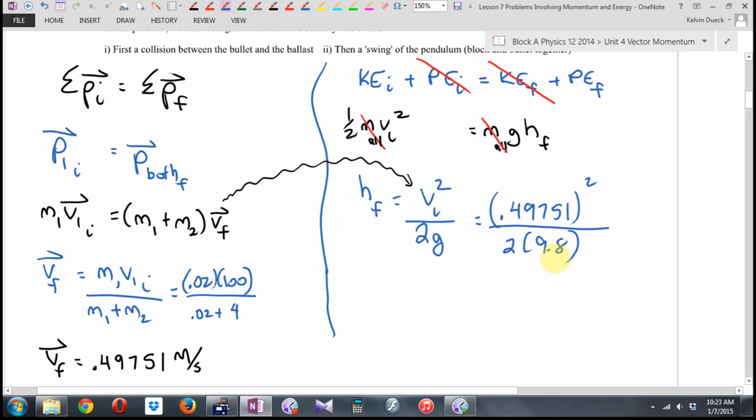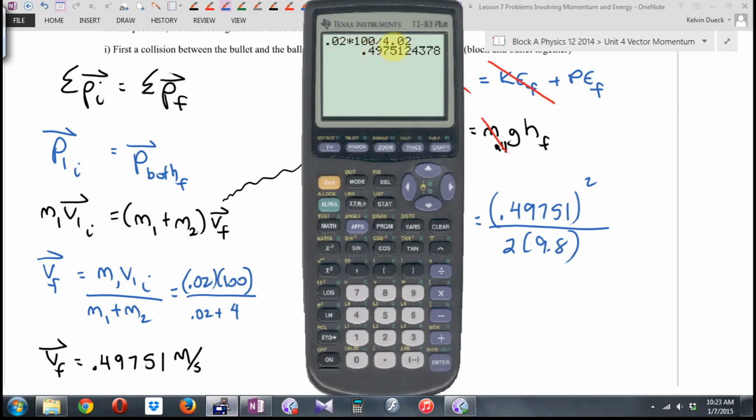Rachel's looking puzzled like she didn't get the 0.49. Yeah, for vf, I got 0.476. Am I wrong? Did you guys get this? Is this right? Did you put the bottom in brackets, Rach? Yeah, I did. And you went 0.02 times 100? Don't clear anything. I'll come look.